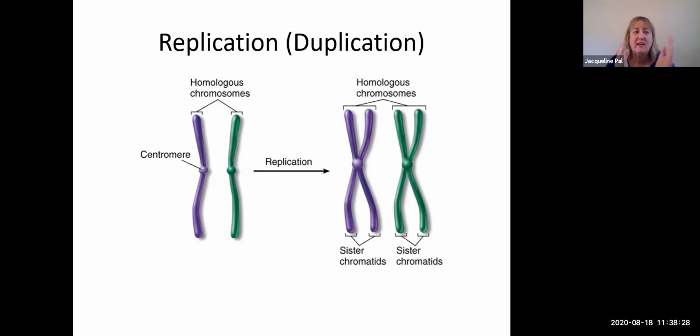So in the process of duplication, we go from this type of chromosome to a chromosome that looks like an X. And the X shows you that the chromosome has been duplicated as far as the amount of genetic material. Each part of the X is called a sister chromatid. So the confusion is, after duplication, we still call it a chromosome with sister chromatids. Before duplication, we just call it a chromosome. So it's weird in that we call them both chromosomes.